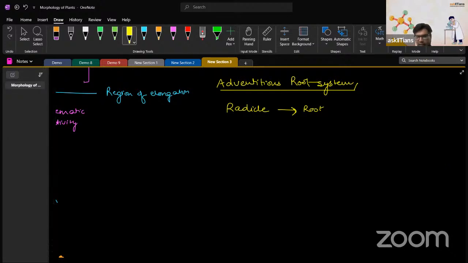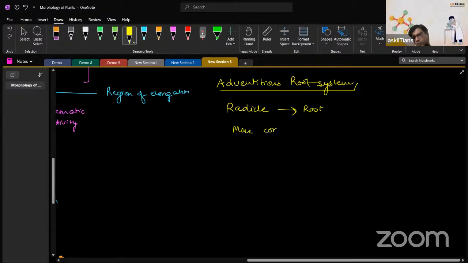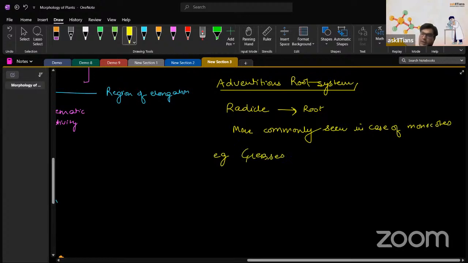Adventitious roots are more commonly seen in the case of monocots, right? Let's write some examples. Obviously, there are grasses. How can you forget them? The banyan tree, the cereals, the sugarcane. Yes, we can write the sugarcane here. Sugarcane has stilt roots, right? So basically, these are the different types of root systems.